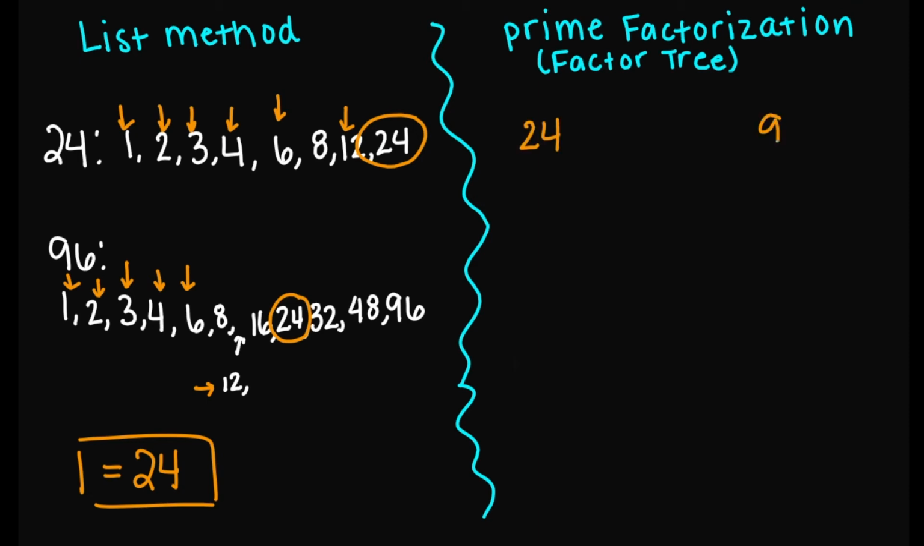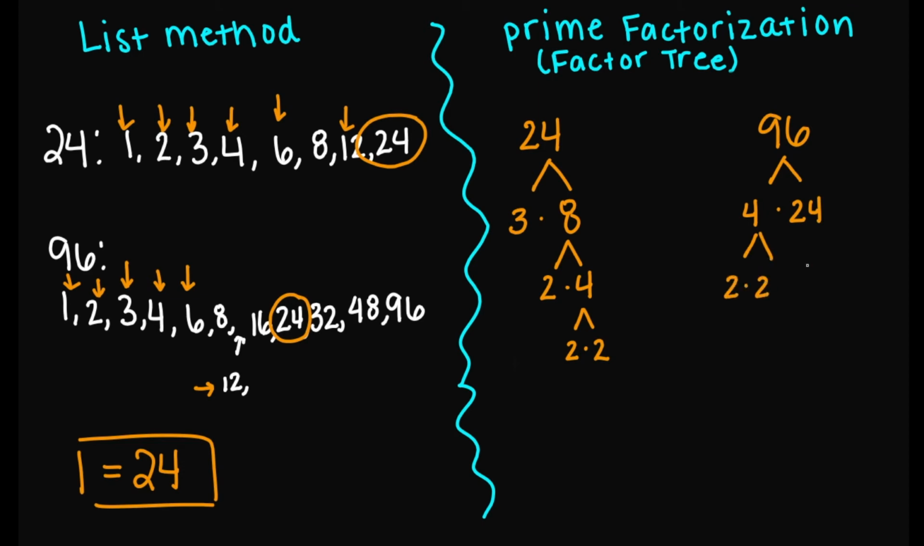So let's say if we did the factor tree, 24, let's use 3 times 8. And then my 8 I can break down to 2 times 4. And my 4 can be broken down to 2 times 2. For 96, we have 4 times 24. And then I can break down my 4 into 2 times 2. My 24 here into 3 times 8. This 8 into 2 times 4. This 4 into 2 times 2.